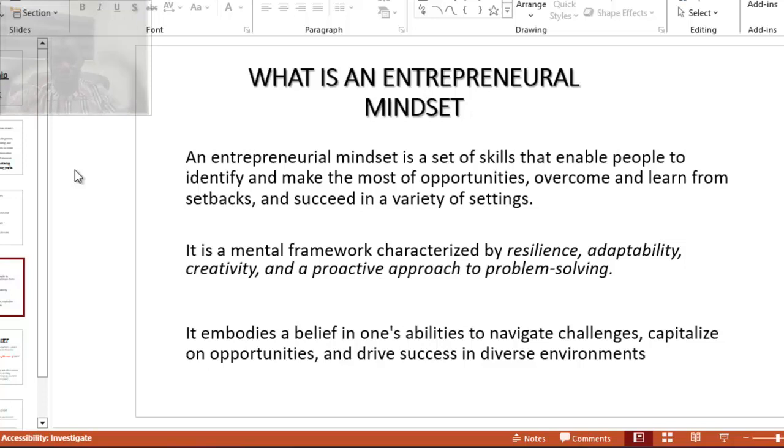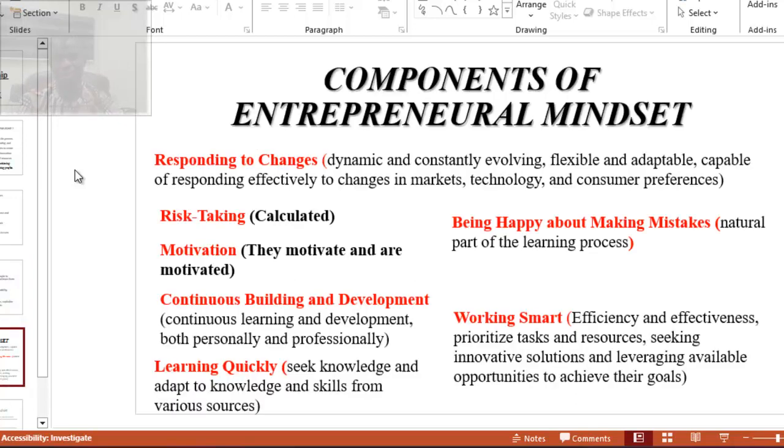Okay? You see a problem, the skill that you have to analyze the problem, identify opportunities in the problem, then you go ahead to actualize the solution, then make something out for yourself in terms of economic value. So that is what we call an entrepreneurial mindset.